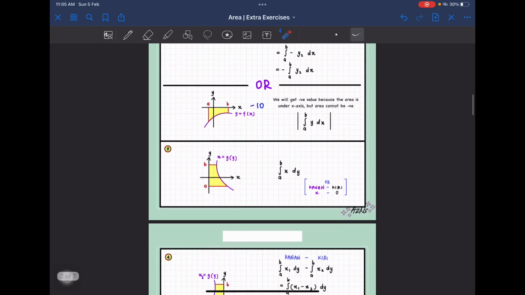So next one. Alright, so kalau tengok dekat sini pula, atas tolak bawah ke kanan tolak kiri? Okay, exactly. Kita guna kanan tolak kiri.